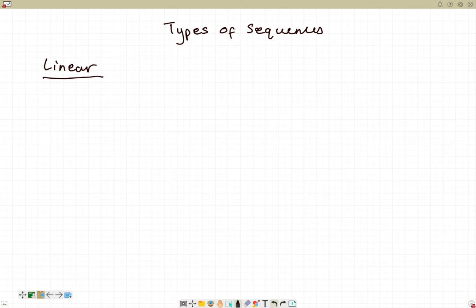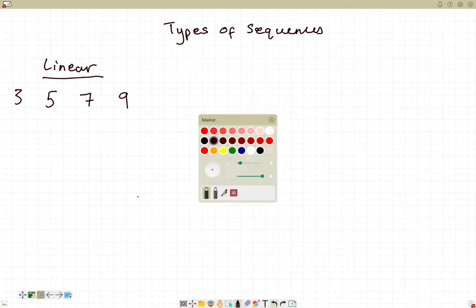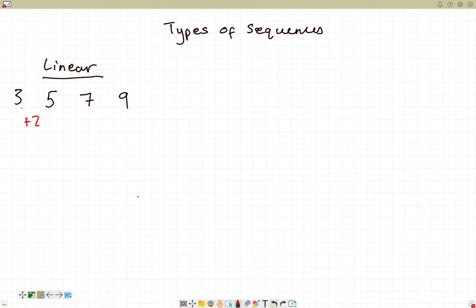So, for example, if I had 3, 5, 7, 9, as you can see, each time I'm plussing 2. So to get from 3 to 5, I'm adding 2. From 5 to 7, I add 2 again. And from 7 to 9, I add 2 again. So for this sequence, the rule is add 2. And if I want to find the next term, all I do is plus 2. And that will give me 11.